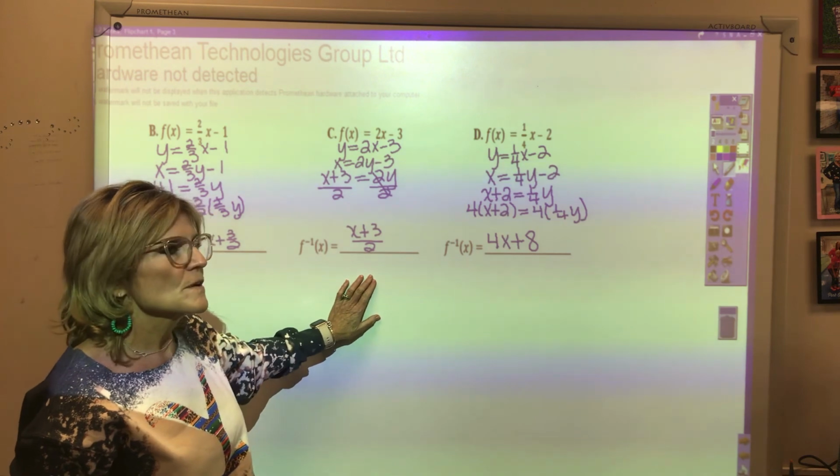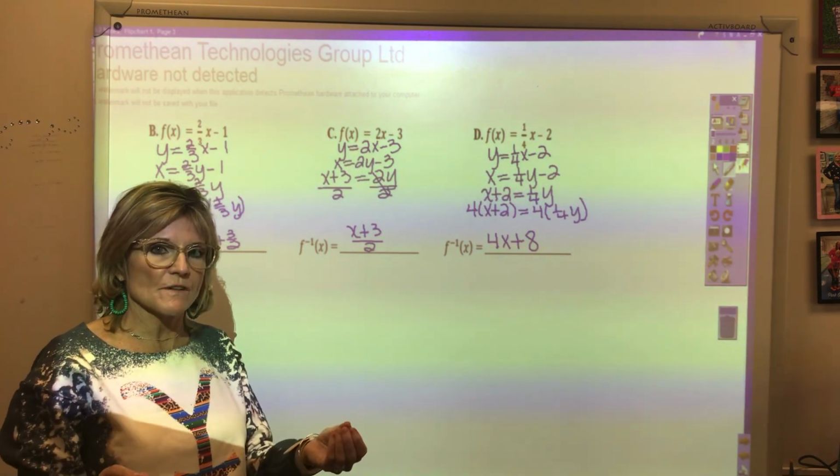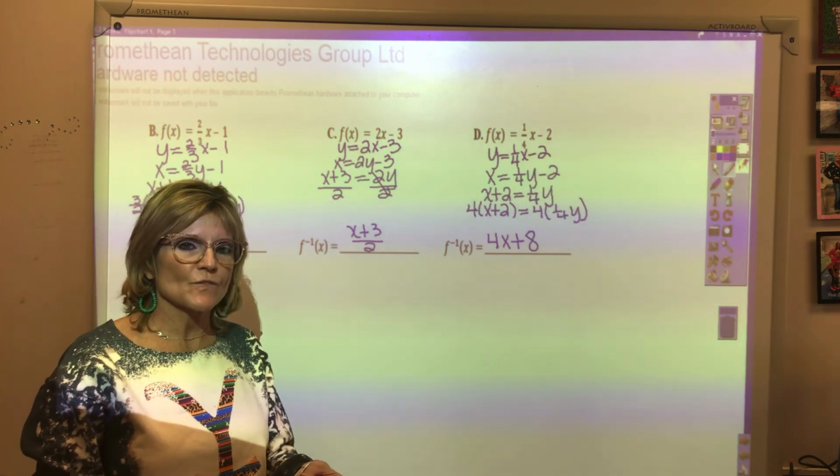So now you've learned to find the inverse of certain functions, and next time what we'll do is we'll test to see if two different equations are inverses of each other. So stay tuned for that.